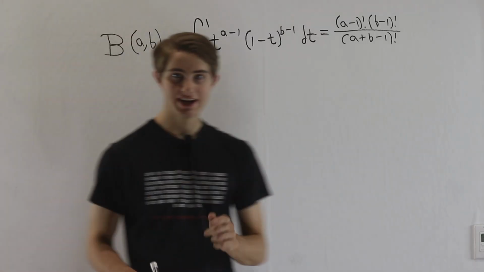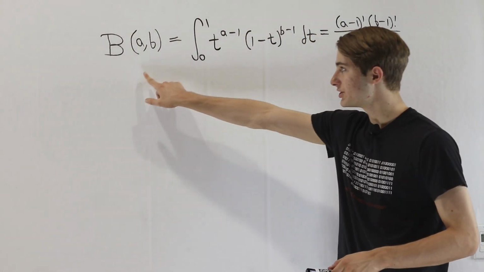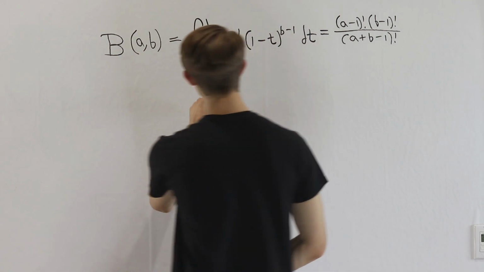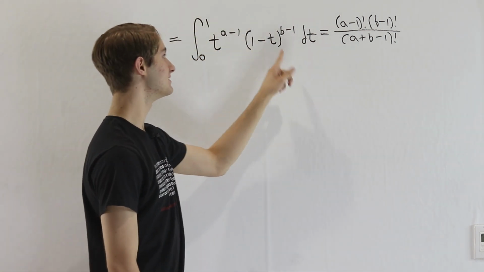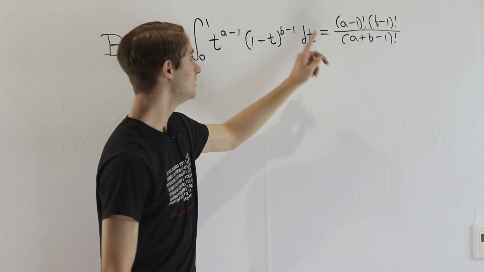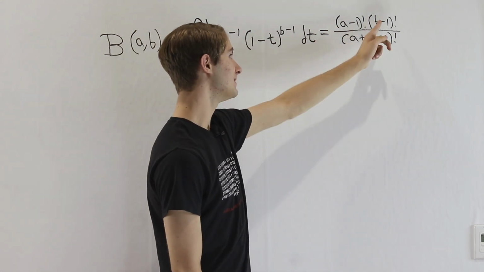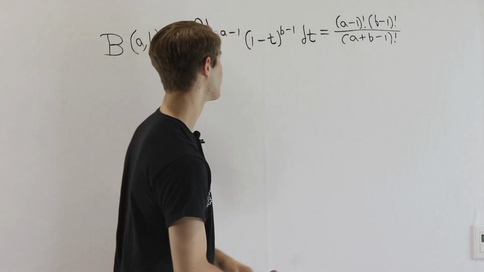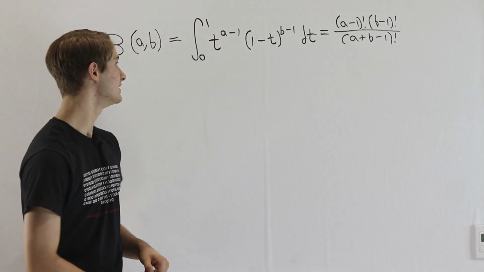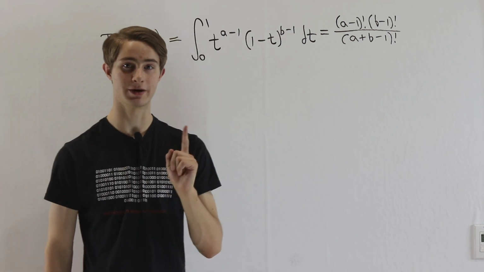So we are going to prove an identity that has to do with the beta function of a and b, which says that the integral from 0 to 1 of t to the a minus 1 times 1 minus t to the b minus 1 dt equals (a minus 1)! (b minus 1)! over (a plus b minus 1)!. And this is the second important identity for the really cool series video coming up.